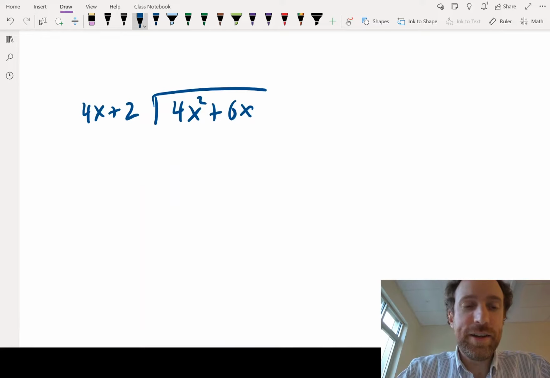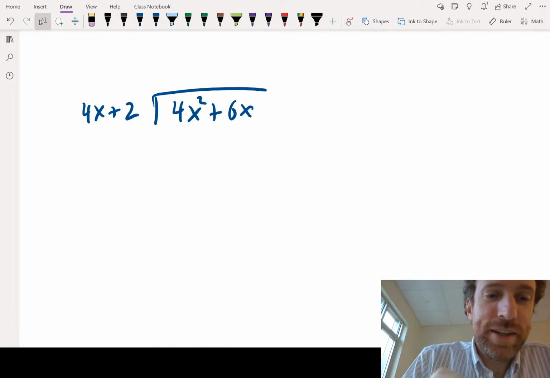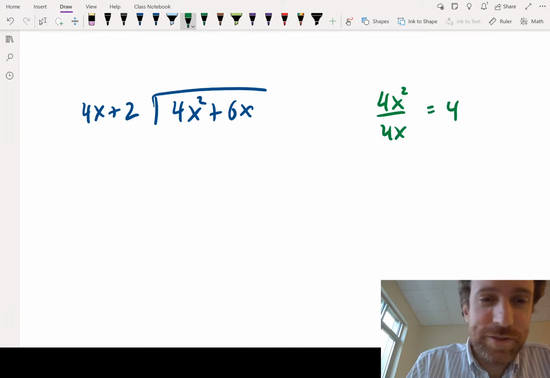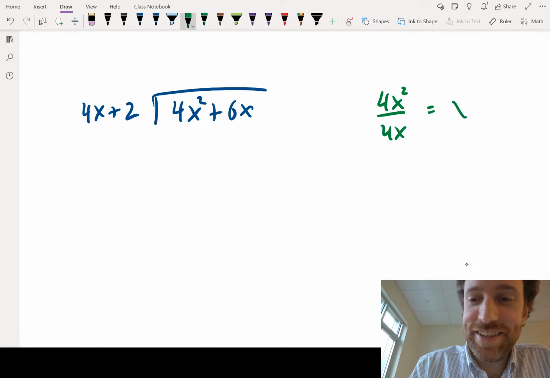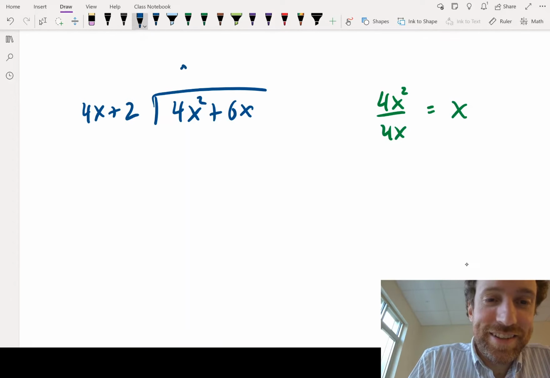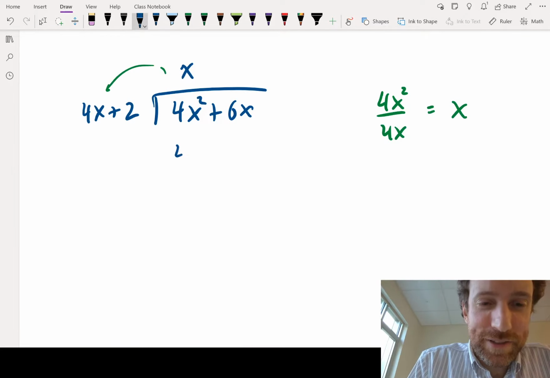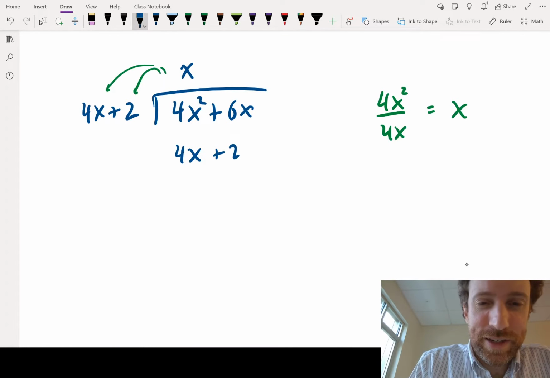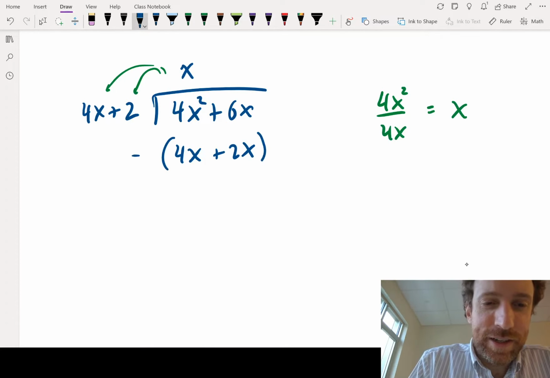Okay, here I've set up the division problem. So we start by saying how many times does 4x go into 4x squared? That's the same as asking what is 4x squared divided by 4x, for which the answer is x. Now we multiply. x times 4x gives us 4x squared, and x times 2 is plus 2x, in parentheses, and subtract.